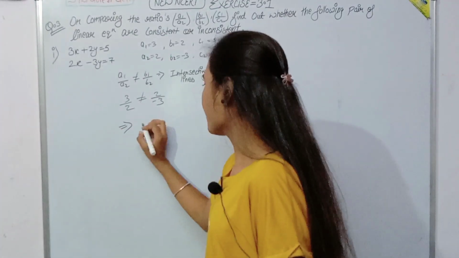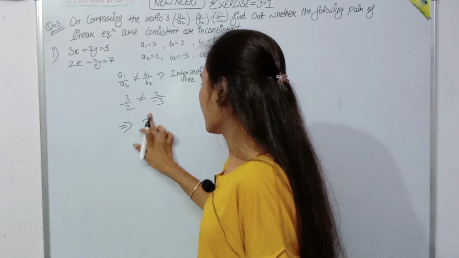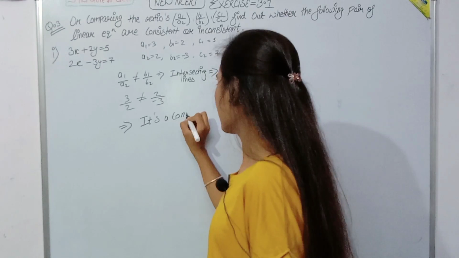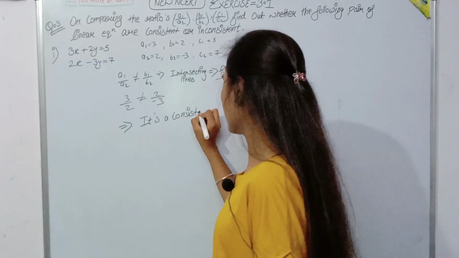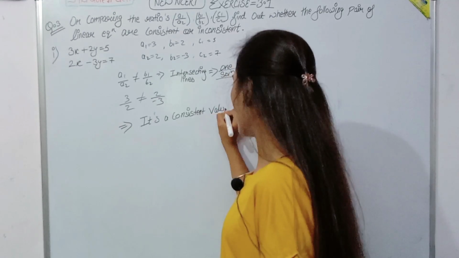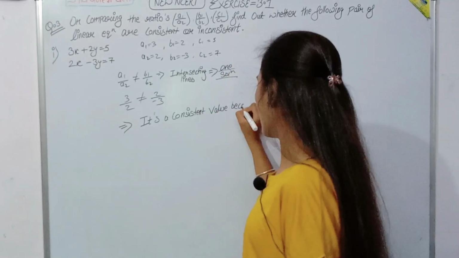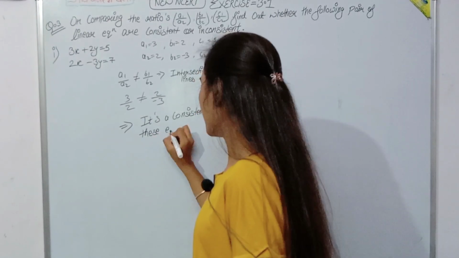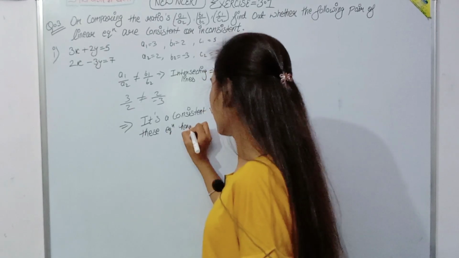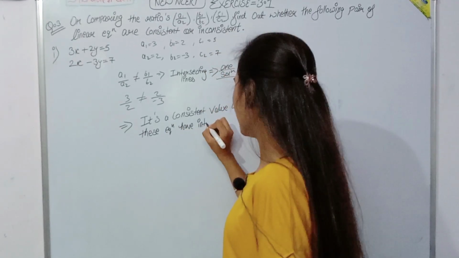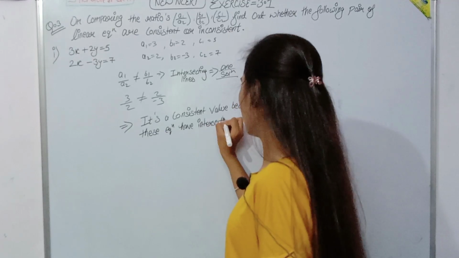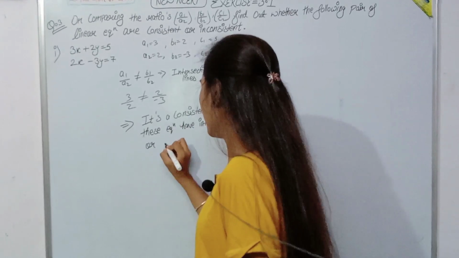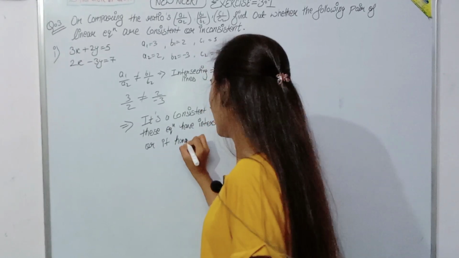Okay. Here it's a consistent value because these equations have intersecting lines, or it has one solution.